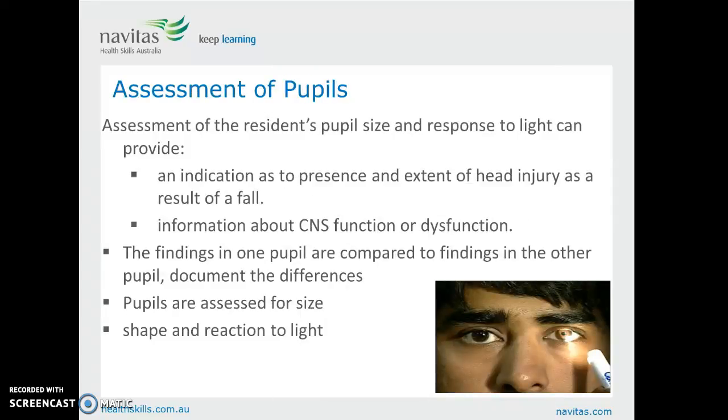Assessment of pupils and response to light can provide an indication as to the presence and extent of head injury as a result of a fall or trauma. It gives information about CNS function or dysfunction. The findings in one pupil are compared to findings in the other pupil, and you need to document the differences if there are any. Pupils are assessed for their size, shape and reaction to light.